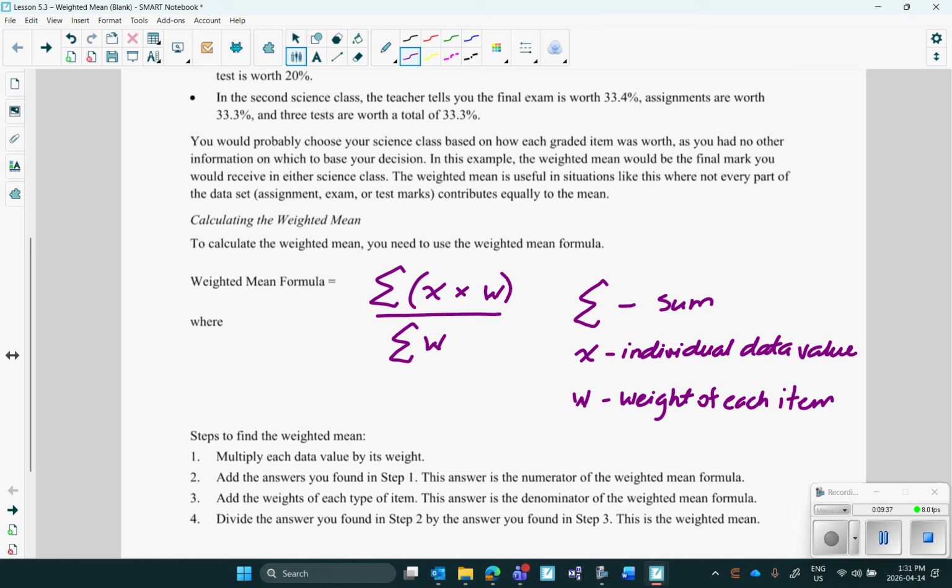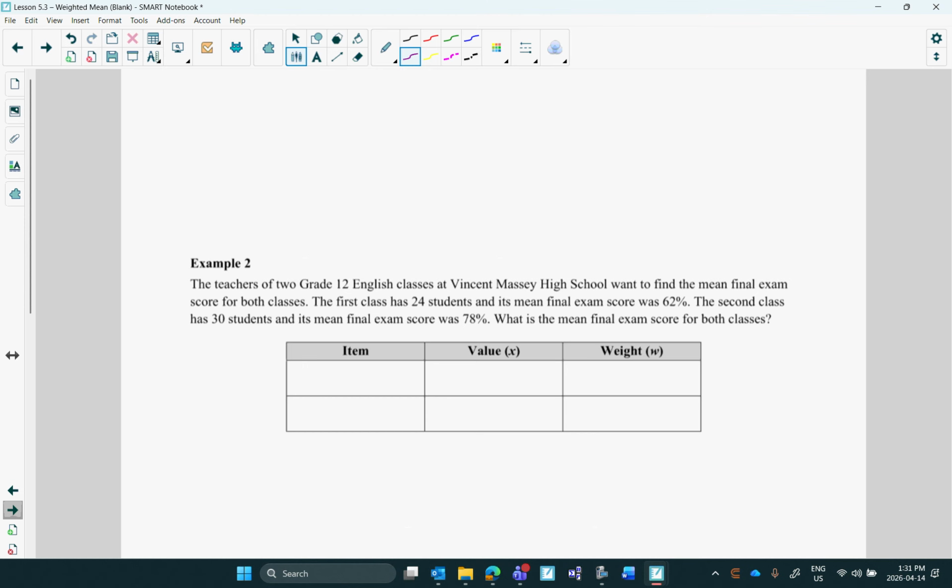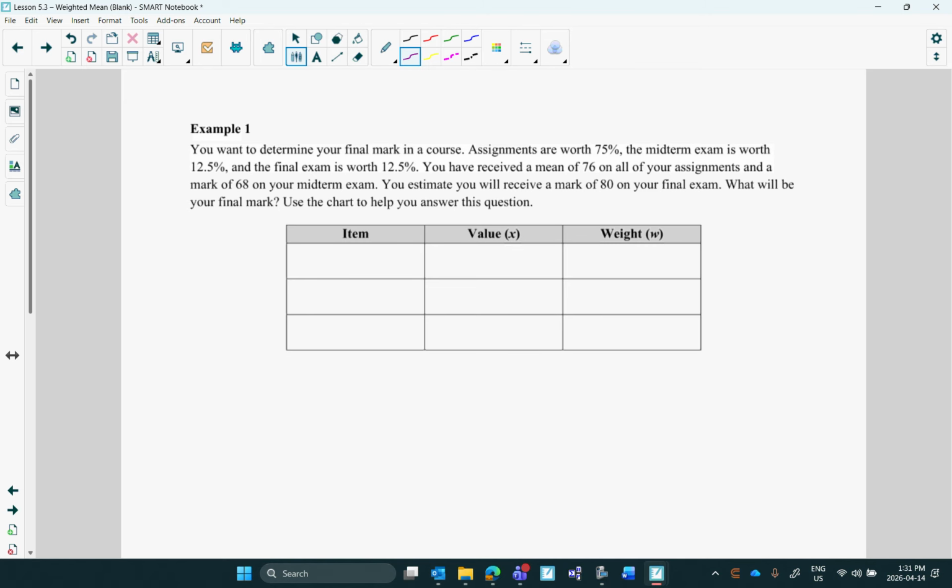So let's look at a couple of examples. This is not really a new type of statistic. It's just a different way to calculate mean. So let's stick to something we're familiar with before we branch off into other things. You want to figure out your final mark in a course. Assignments are worth 75%, the midterm exam is worth 12.5, and the final is worth 12.5. Then it tells you the marks you've received.